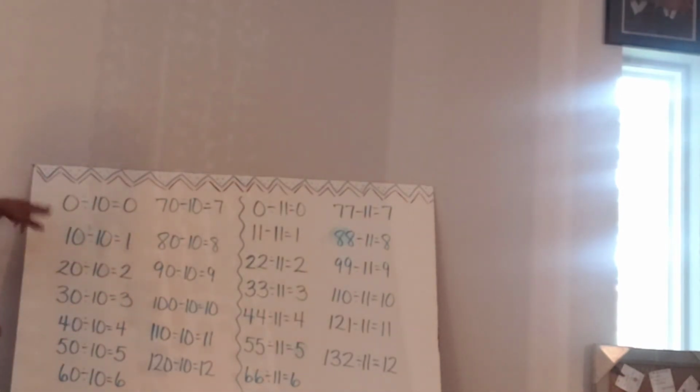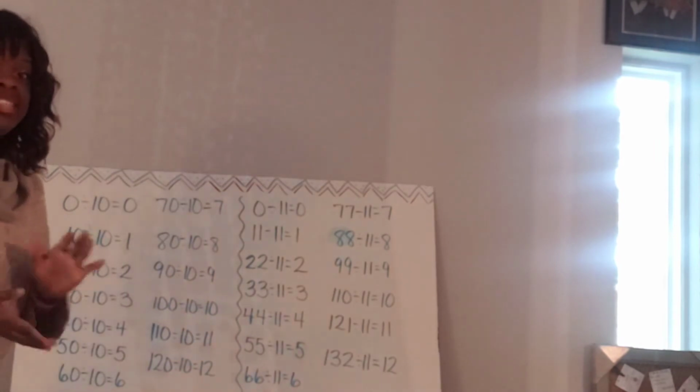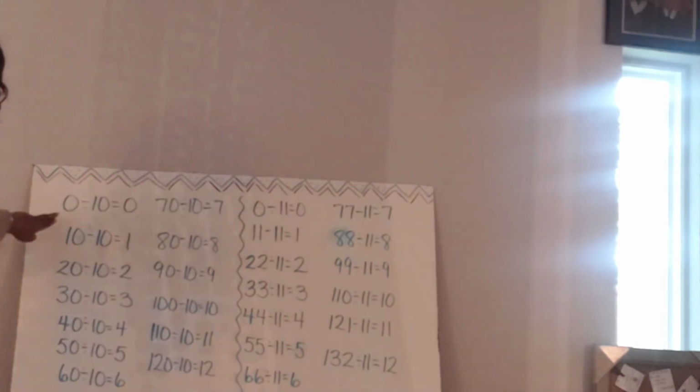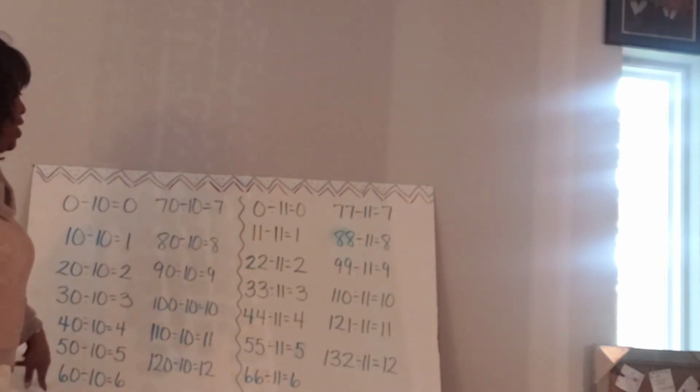But starting with 0 divided by 10. Ready? 0 divided by 10 equals 0. 10 divided by 10 equals 1. 20 divided by 10 equals 2. 30 divided by 10 equals 3. 40 divided by 10 equals 4. 50 divided by 10 equals 5. 60 divided by 10 equals 6.